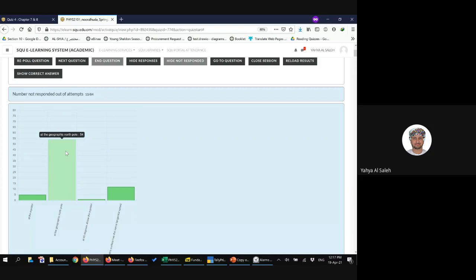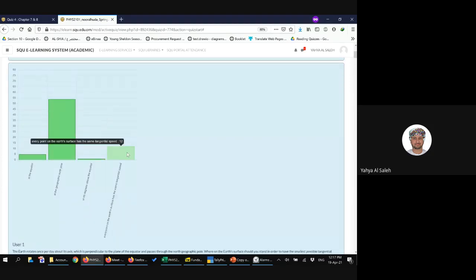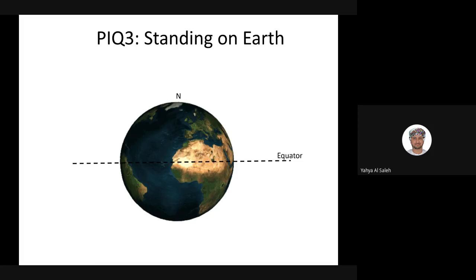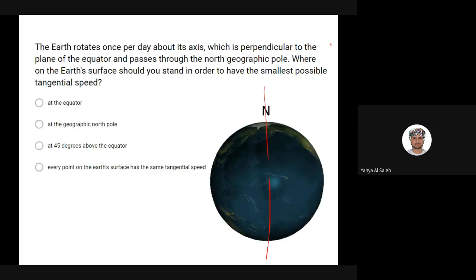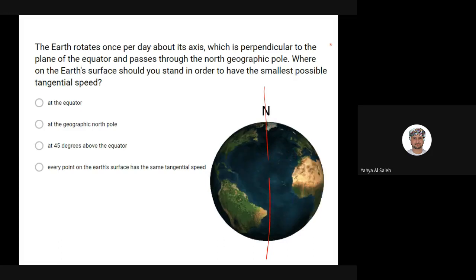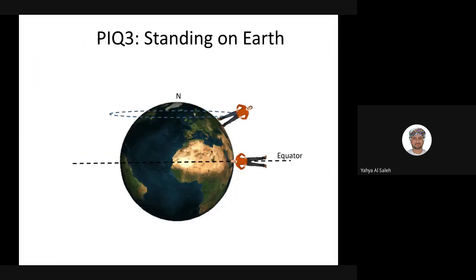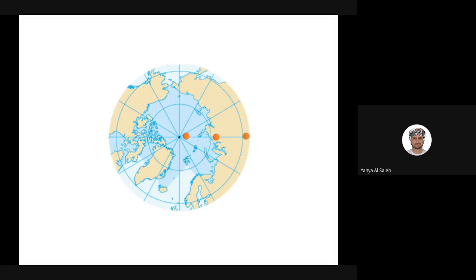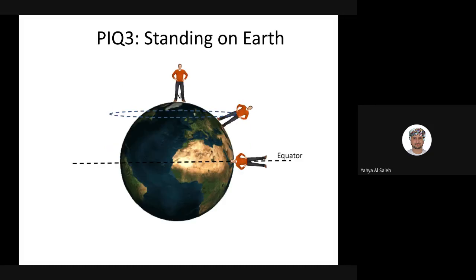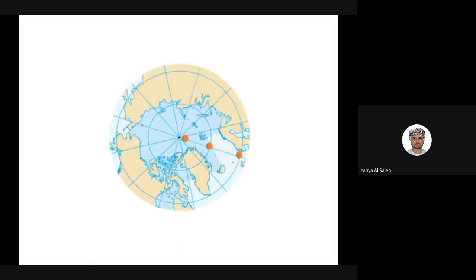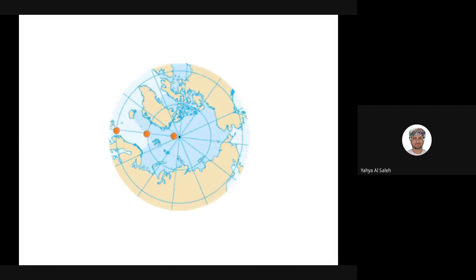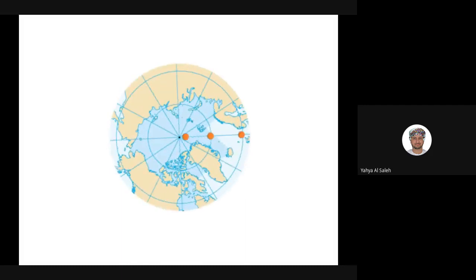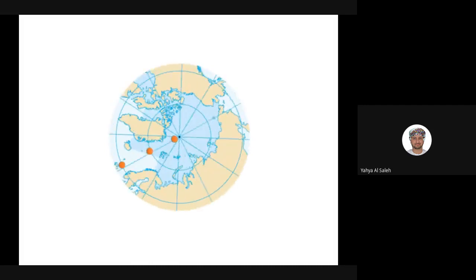Most people, 54 people, chose the geographic North Pole, and 12 people chose that every point on Earth's surface has the same tangential speed. Every point on Earth's surface has the same rotational velocity, not tangential speed. Tangential speed, v equals R omega. So if I look at it from above, if I have three people, one on the equator, one at 45 degrees, one at the very top, and I look at the Earth rotating, which one of them is rotating fastest and which one is smallest?